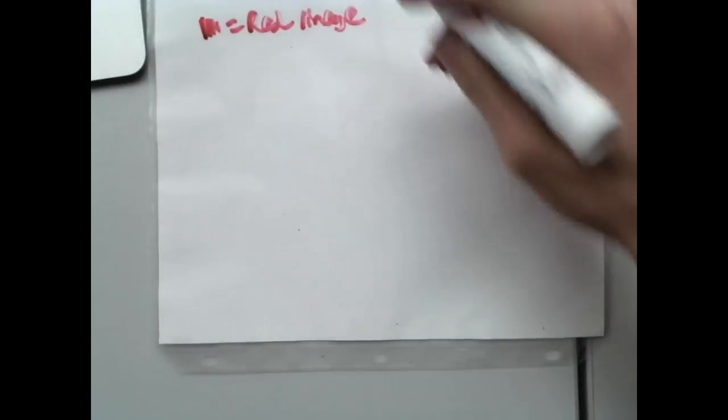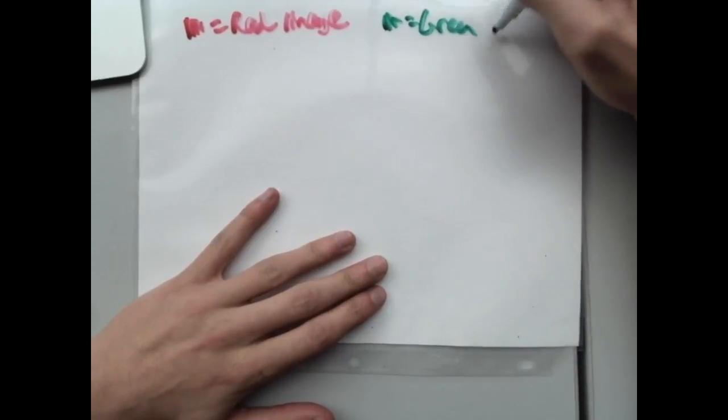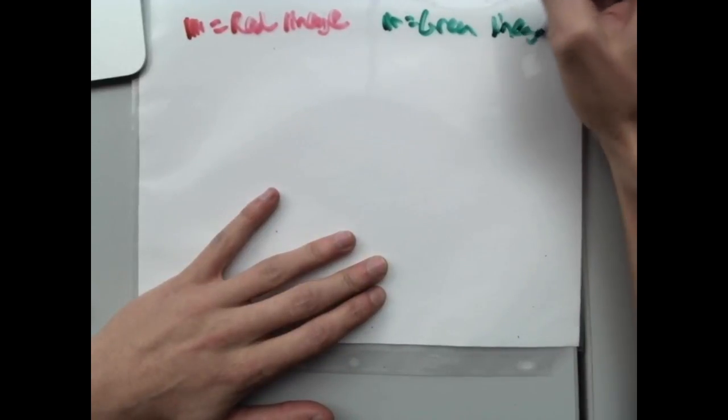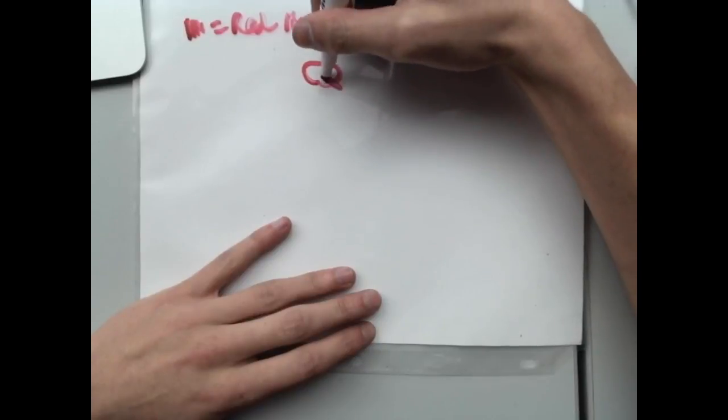And then green will represent the green lineage. So green corresponds to green lineage. We'll just call it arbitrary names here. Okay, great. So now let's imagine we have a queen from the red lineage. I'm gonna draw a queen from the red lineage.